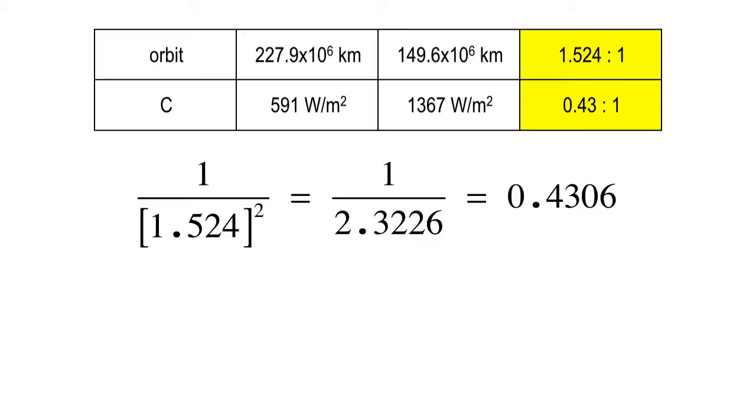Go ahead and jot down this simple quotient: 1 divided by the semi-major axis, 1.524, quantity squared. That's the same as 1 divided by 2.3226, approximately. I've done a little bit of rounding off. So you take 1.524 in your calculator, you hit the squared button, and you get 2.3226. And then you go 1 over that, and you get 0.4306. And that is not a coincidence.